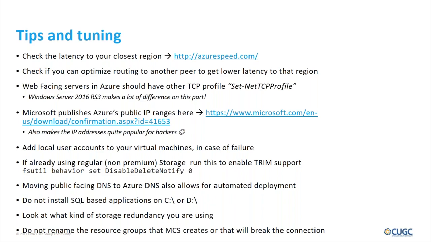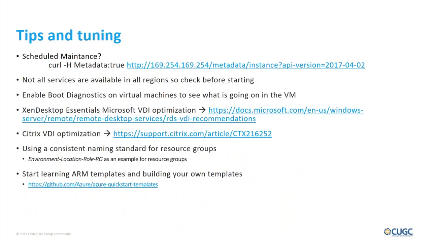And when you're using the Machine Creation Services wizard, it's going to create a resource group automatically. Do not rename those. It's going to break the connection. And also Azure has a new service called metadata information. So you can basically query each virtual machine's metadata service as a web service and get information if, for instance, there's a scheduled maintenance enabled. So this can be useful to see that, okay, this virtual machine has a maintenance set up ahead of time. It's going to restart the virtual machine because of the maintenance, and therefore I can use some form of automation to automatically set it in maintenance mode during that time.